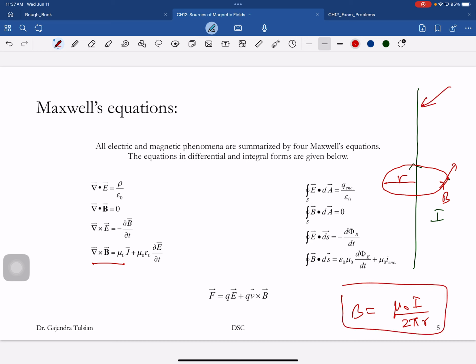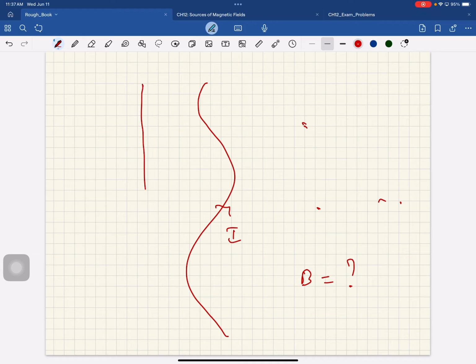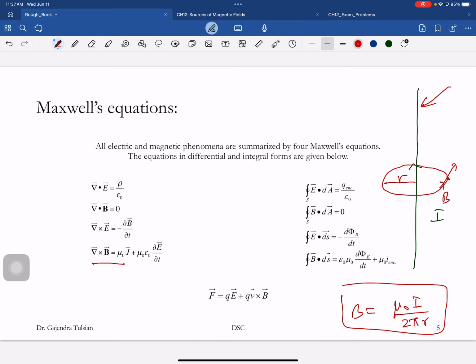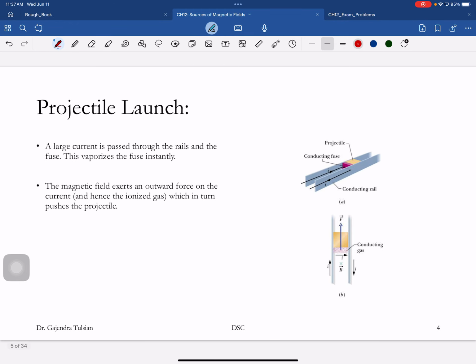Here's another case. Will this wire produce a magnetic field? Yes, all around it, all the way to infinity, but we don't have a formula for it. I can't tell you what the magnetic field is there. If this was a straight conductor, then I can give you the expression. So that's what this chapter is about: currents producing magnetic fields. Now let's go through the slides.